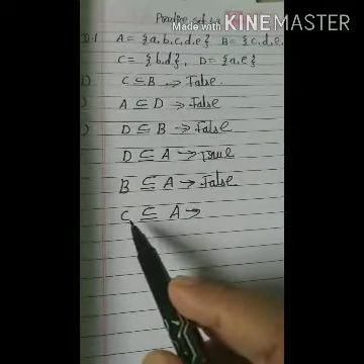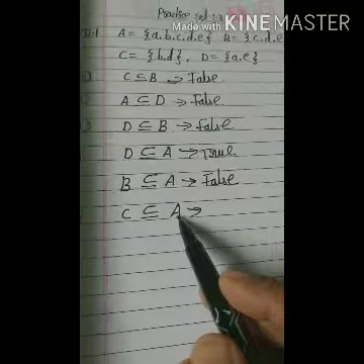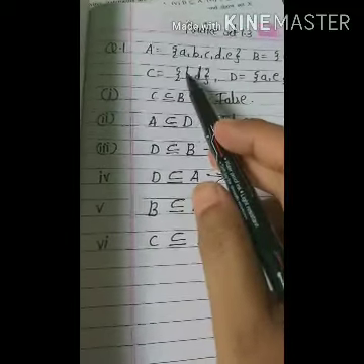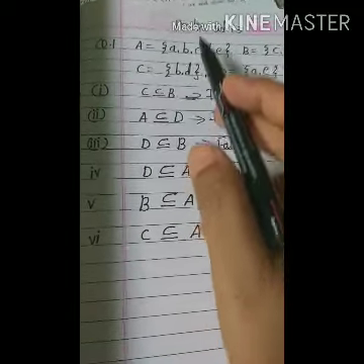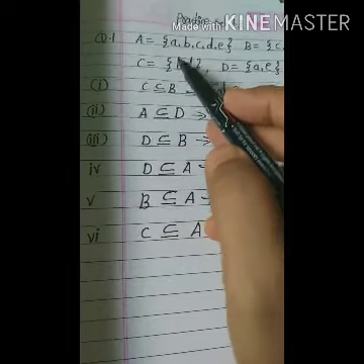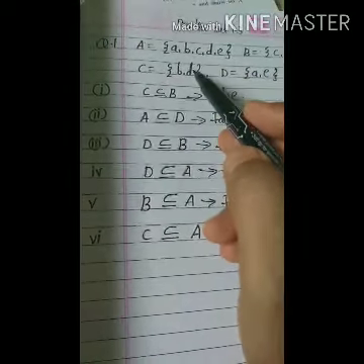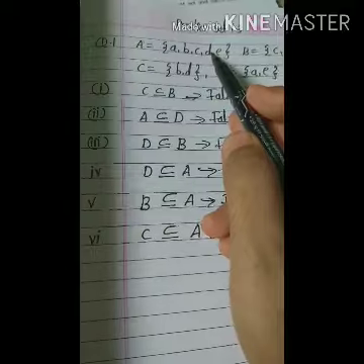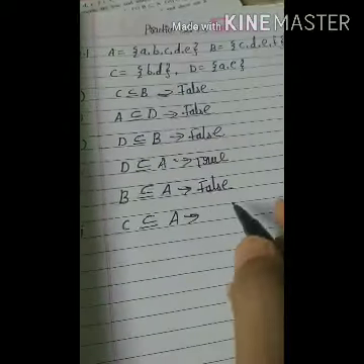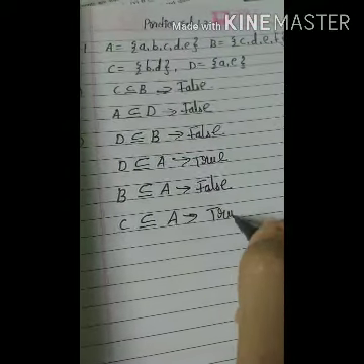Now last one. C is a subset of A. See what elements are there? B and D. Are they there in the A set? Yes. B is there and D is also there. It means the sixth one is true. So write down true.